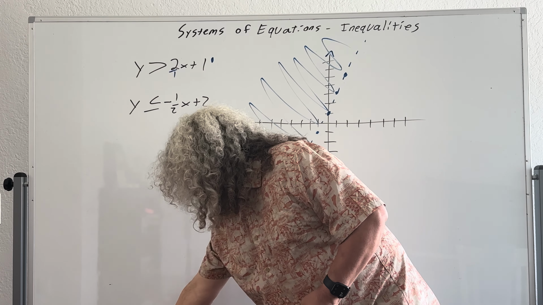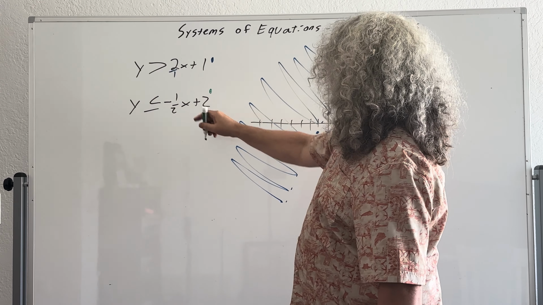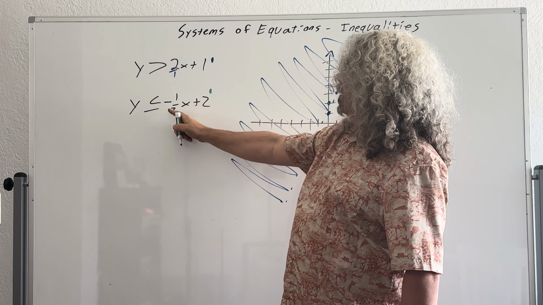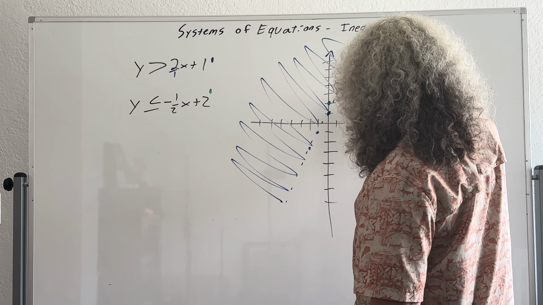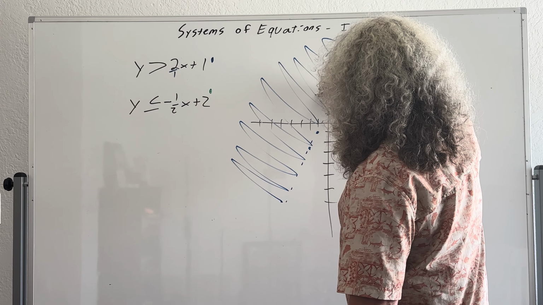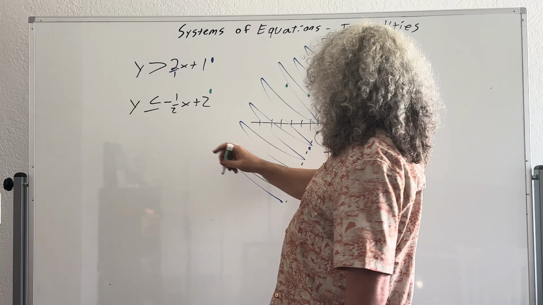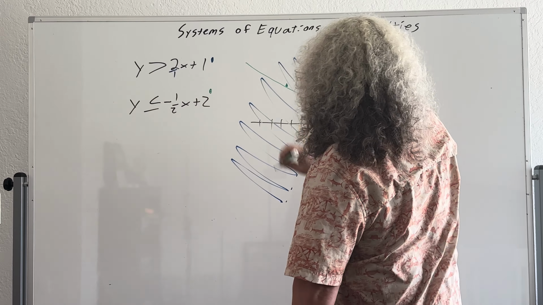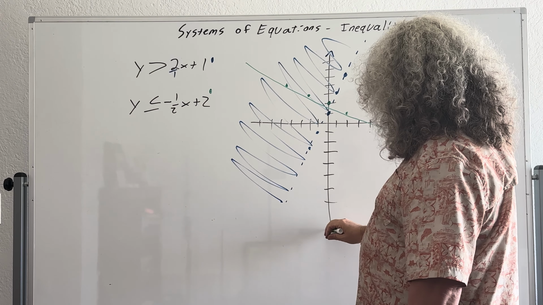Let's go green for the other one, okay? So now I'm going to go this color. I'm going to start at plus 2. And I'm going to go down 1 over 2. Down 1 over 2, which is the same as up 1, left 2. And now this one will have the actual line because there's an equal sign, something like that.